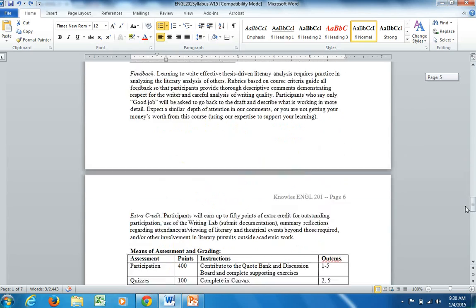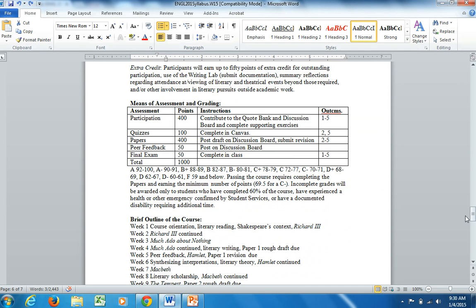So now I'm scrolling down to the means of assessment and grading just to highlight the fact there's 1,000 points possible in this course. And you can kind of see how that is structured in terms of participation, quizzes, papers, peer feedback, and the final. Each unit, that is each 2-week unit, includes 2 quizzes. Usually there's one related to literary study and one related to the play under consideration.